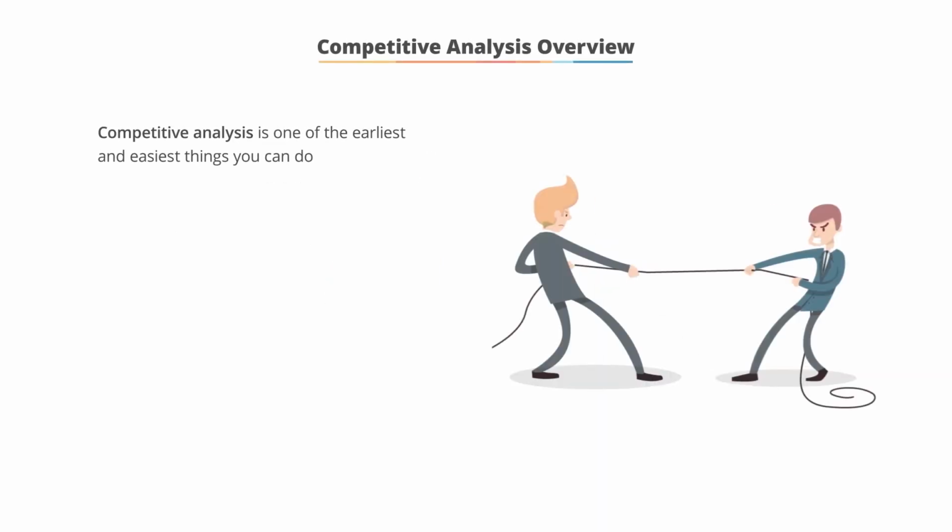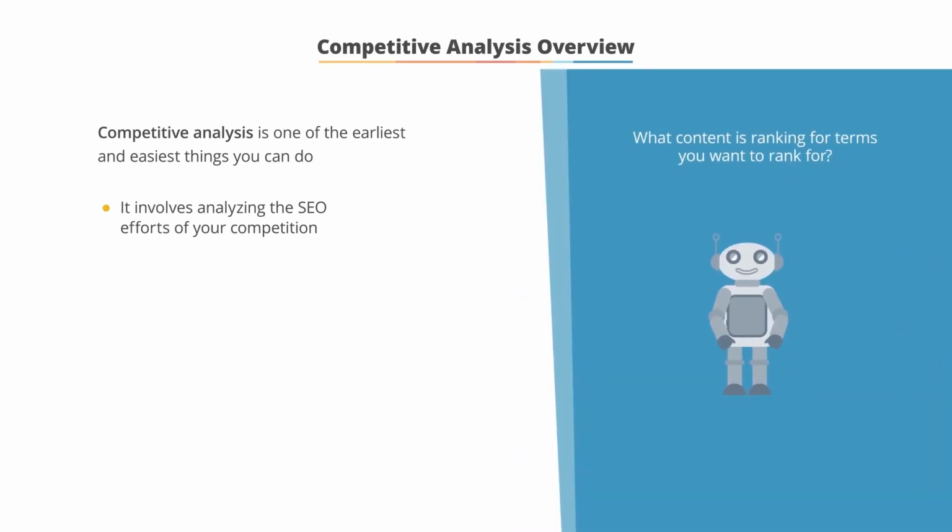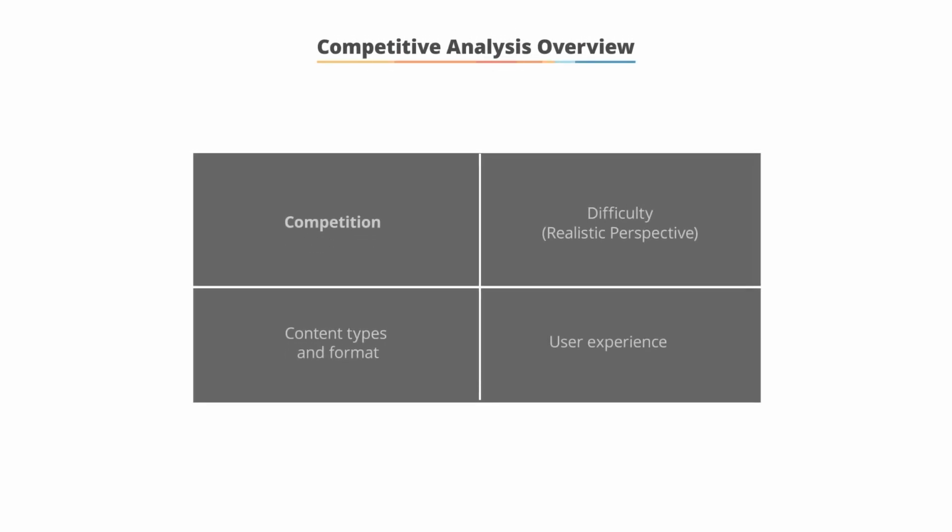Now, analyzing competition is the easiest and earliest activity that an SEO can undertake. It comprises checking the keywords that the competition ranks for and studying their content. Is this the content that you eventually want to rank for? This information is useful in building your content and keyword phrases. There are 4 areas that you can look at while performing competitive analysis. The first is identifying competition.